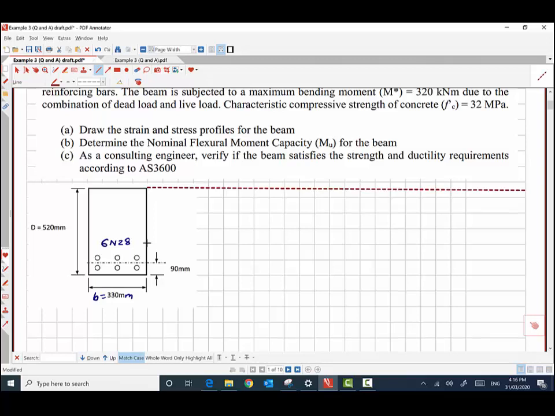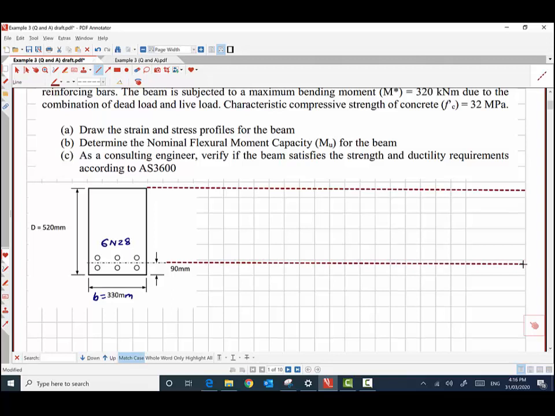So here there are 2 layers of N28 bars, 3 in each. So when we draw the strain profile, we can draw at the center of those 2 layers, so that we don't have to do 2 strains for the steel, 2 layers of strain. So we'll do it at the center of this reinforcement, which is at 90 millimeter from the bottom. So we'll draw the strain profile for all of the 6 at the middle one only.